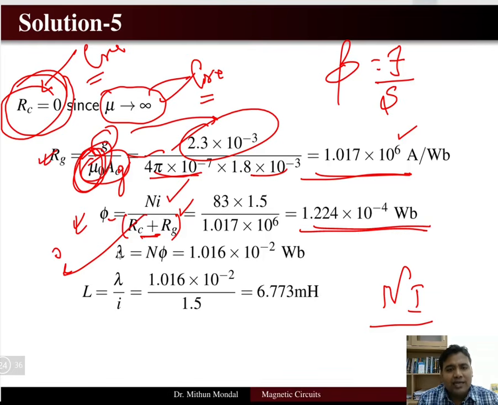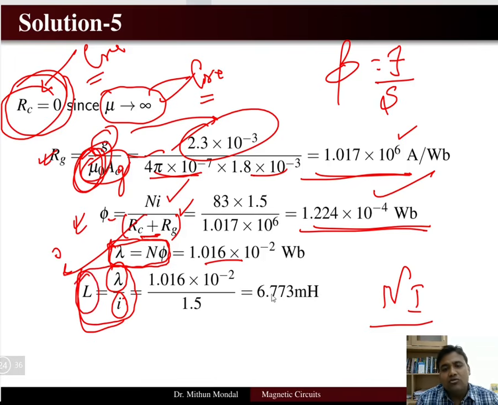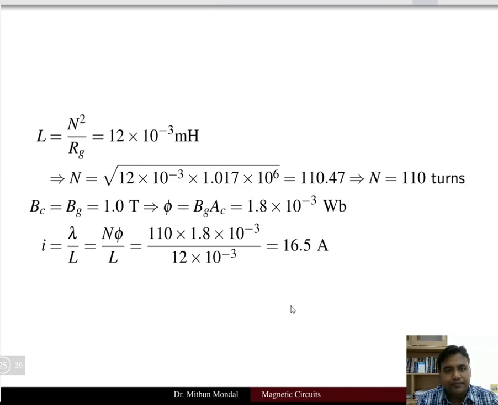The flux linkage lambda is equal to N phi. You can calculate it because you have obtained the flux, and the current and number of turns are given to you. So you can calculate the value of the flux linkage. So what is the inductance? Inductance is equal to lambda by I, where lambda is the flux linkage. Divided by the current, you will get the value of the inductance. The inductance you will get is 6.773 millihenry.